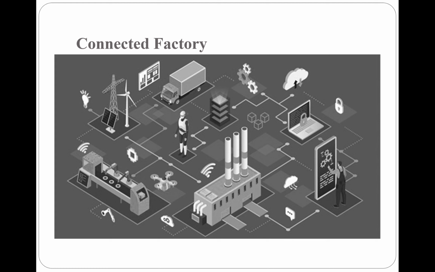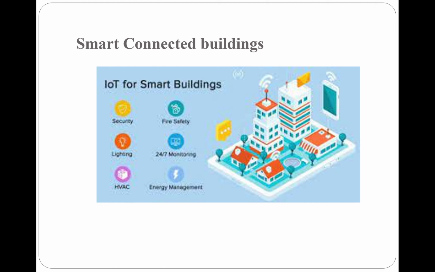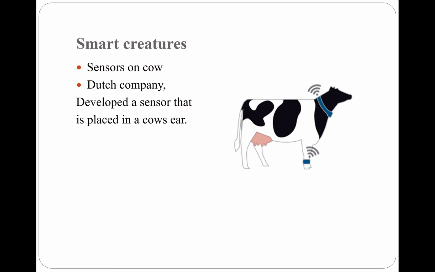Then smart connected buildings: nowadays in buildings, cameras and mobiles are there. Then, how do smart creatures benefit using IoT? Now we can place a sensor in a cow's ear. Based on that, we can identify the health of the cow and its eating habits.